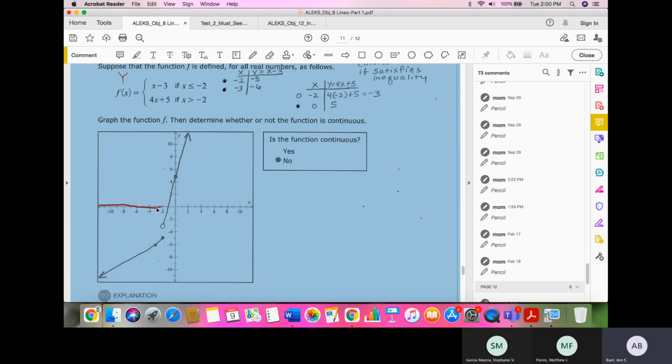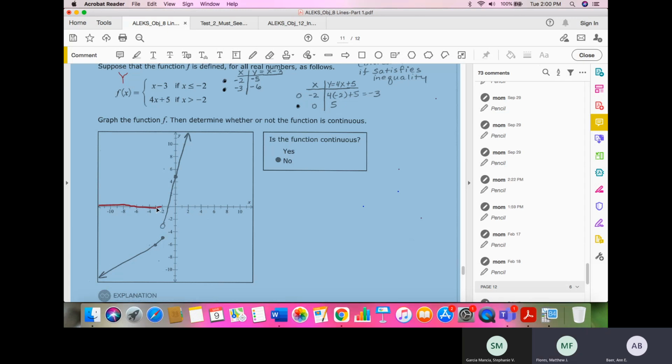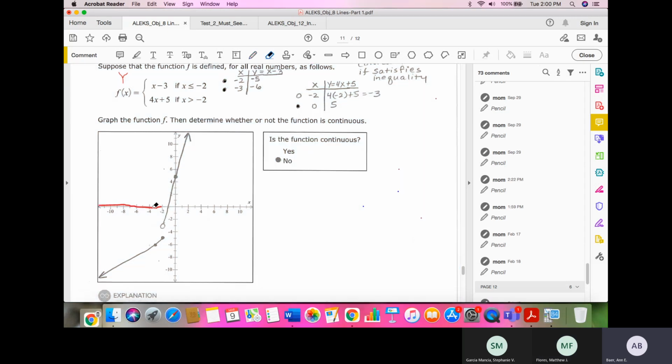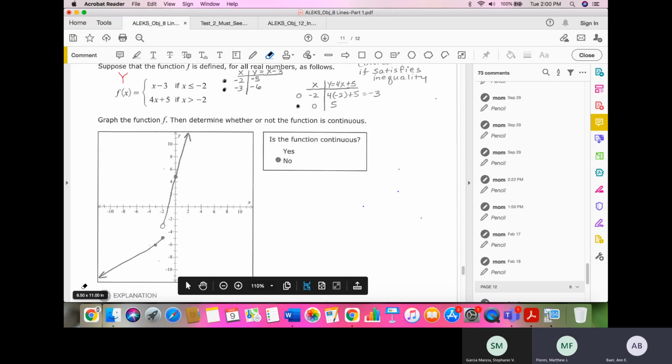Does that make some sense? Yes, a little bit. Okay, so now I'm going to take that off because I don't want it to confuse us. That was just to help us draw it the right way. So now we have this piece of our graph. It's a ray that goes on forever in this direction.